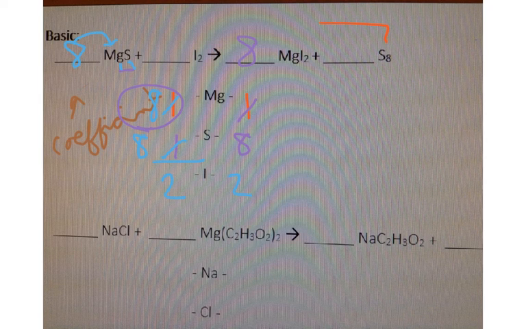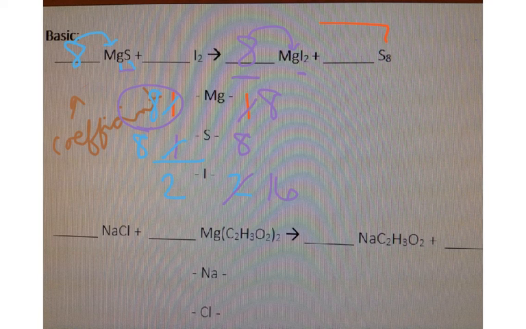What that's going to do is it's going to do 8 times magnesium, which is 1. So I'm going to change my number to 8 there. And now I also changed my count of iodine. So it's the coefficient times the subscript. So it's 8 times 2. So right now I have 16 iodines.